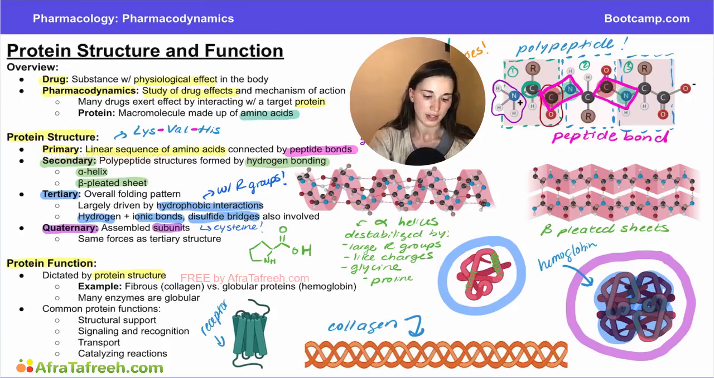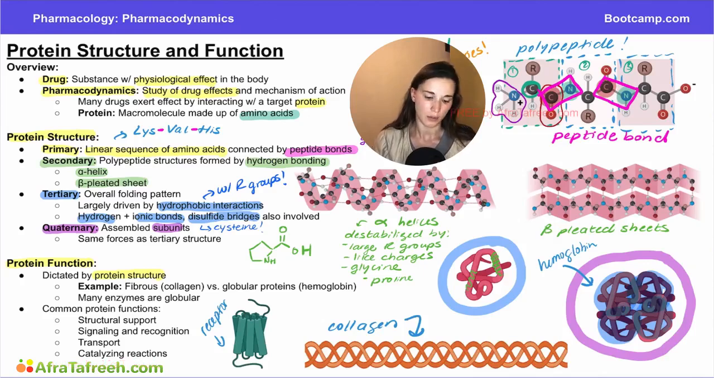Primary structure is the linear sequence of amino acids that are connected by peptide bonds. The primary structure defines what kind of secondary folding structure, which is commonly either an alpha helix or a beta-pleated sheet, is able to form. This secondary structure forms through hydrogen bonding between the peptide bonds of the amino acids. The overall 3D structure of the protein, which is known as the tertiary structure, is driven mostly by interactions between the R groups of the amino acids.